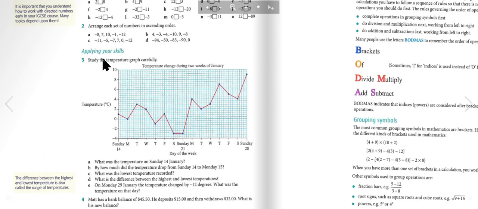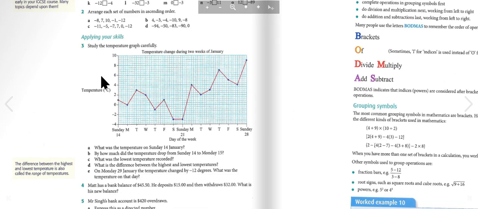Applying your skills. Study the temperature graph carefully. Temperature change during 2 weeks of January. Temperature in degrees Celsius. Sunday, Monday, Tuesday, Wednesday, Thursday, Friday, Saturday, Sunday, Monday, Tuesday, Wednesday, Friday, Saturday, Sunday.